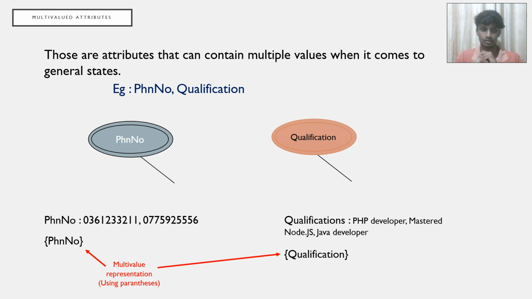Okay. So the graphical notation is this double outlined oval shape symbol. When it comes to text notation, we use parentheses to show that these are multi-valued attributes. That's all about multi-valued attributes.